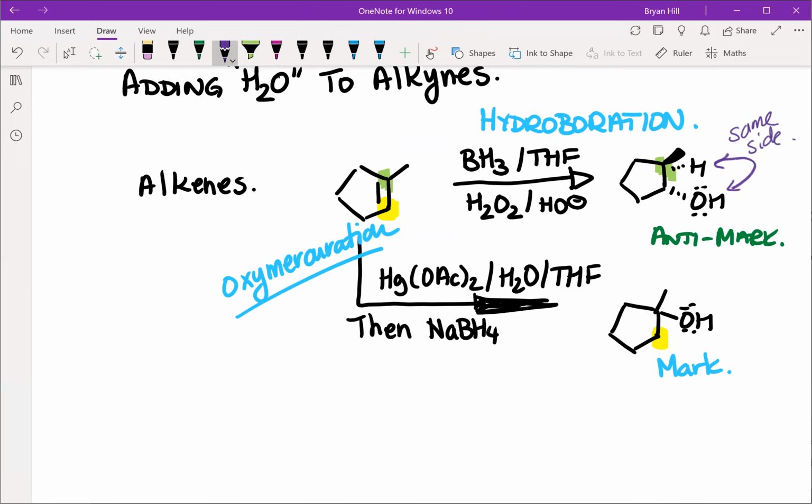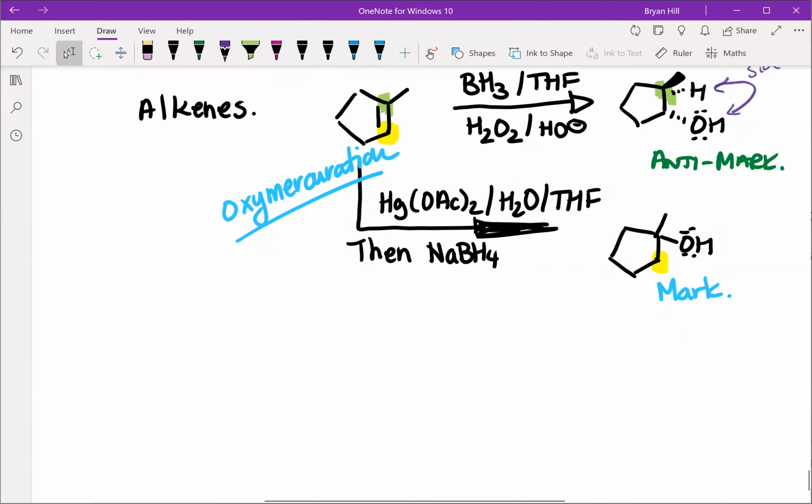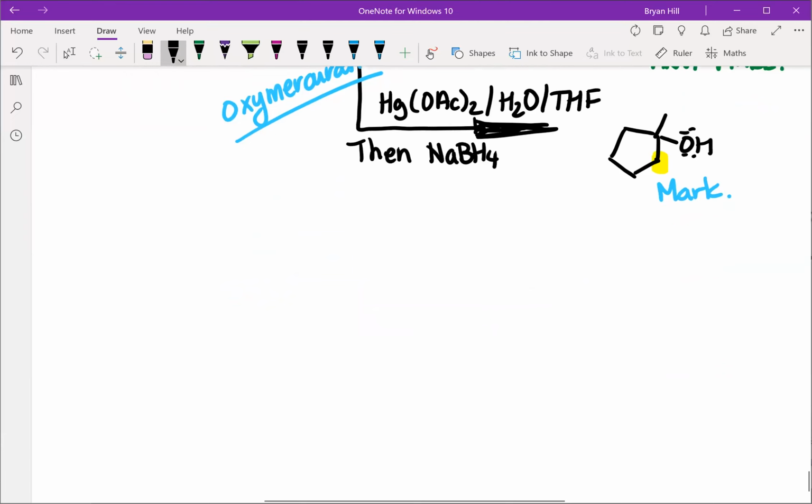Now, with alkenes, we're going to see that this is very, very similar. The oxymercuration reaction is a bit simpler. The hydroboration reaction is exactly the same. So let's do the hydroboration first, just because it's identical.